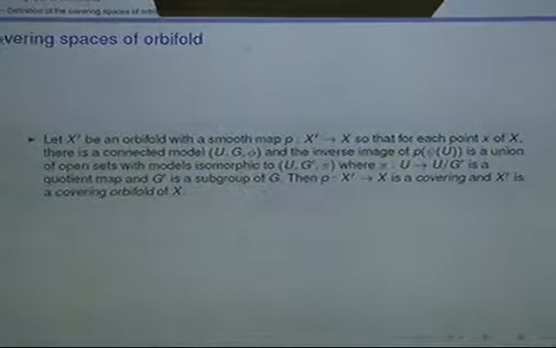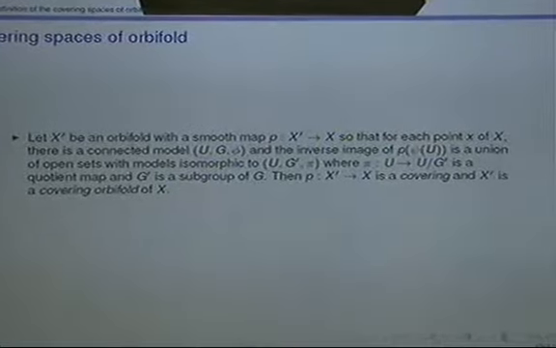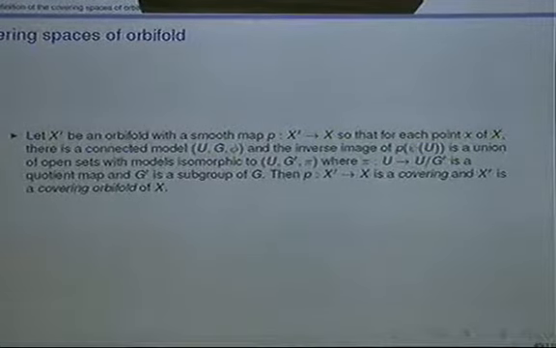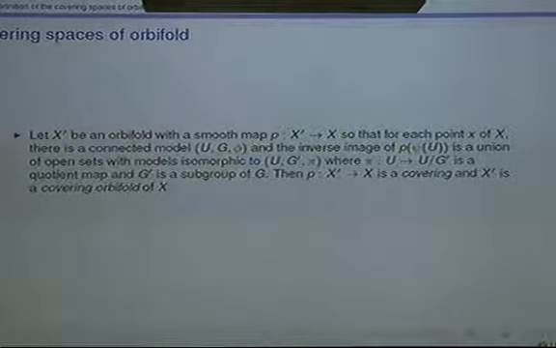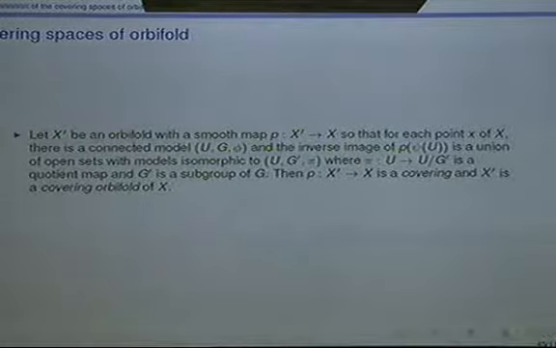So now we go to covering spaces. It's the usual topology. If you do first-year undergraduate topology, then you go to covering spaces all the time. So let's take some x prime on an orbifold, and you take a smooth map. And so for each point of x, how do we define this covering map?